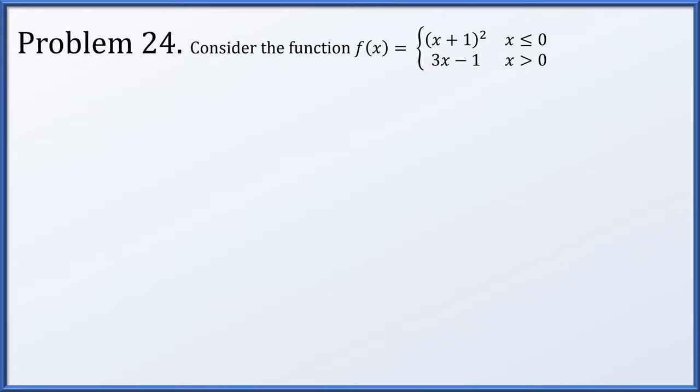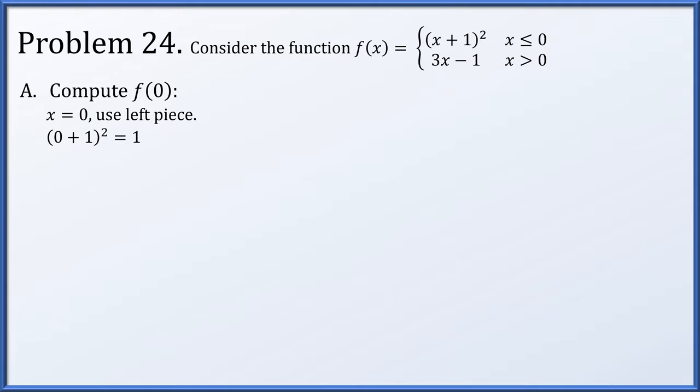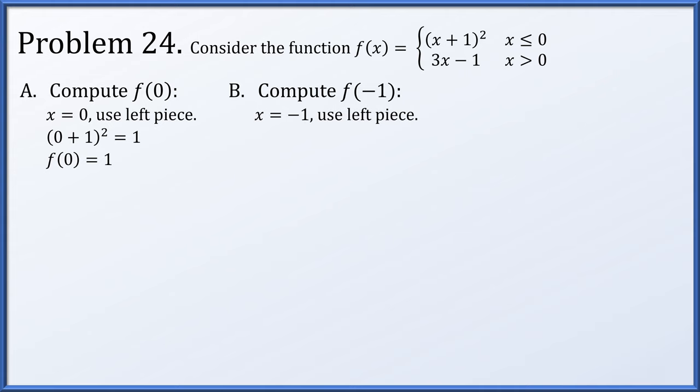Problem 24, let's consider this function. It's piecewise defined on two pieces. Compute f of 0. Well, the first line defining f of x applies when x is less than or equal to 0, so we're going to use that left piece. Okay, and we're going to plug 0 into x plus 1 squared and get out a 1, so f of 0 is 1. What's f of minus 1? Well, the first line of f of x tells us what to do when x is less than or equal to 0. That's a whole left bit of the function. That is, negative 1 is definitely less than or equal to 0, so we're going to use the same computation, and we get out f of minus 1 is 0.